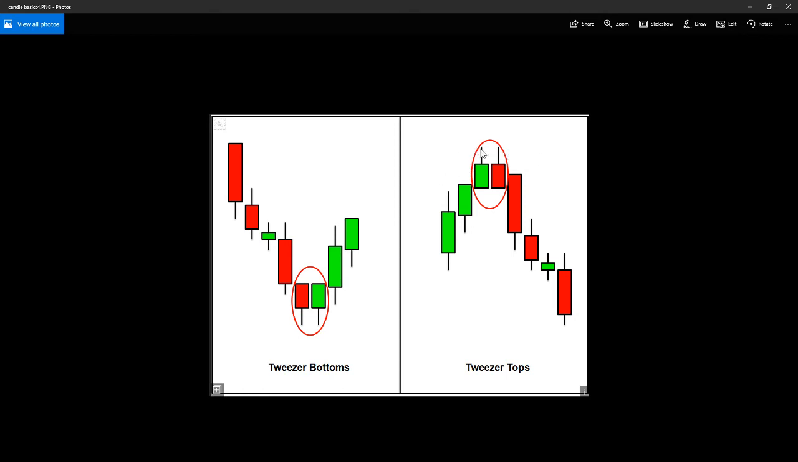This I look for to short. When I see these tweezer tops on a big trend up, I will short that. I'll short that, and probably 8 times out of 10, you get a nice pullback.